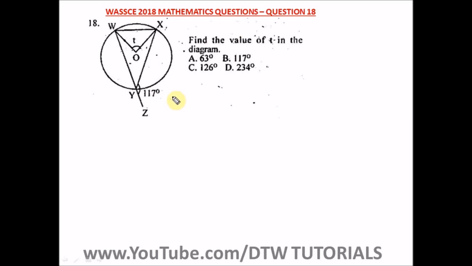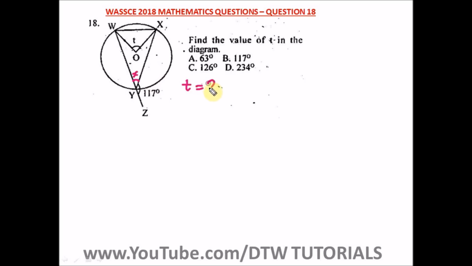Question 18 of the WASSCE 2018 Mathematics Past Question says, find the value of t in the diagram. We have to find this value of t in the diagram. So from here we have an angle subtended by an arc. And remember our circle theorem, which says an angle subtended by an arc at the center of the circle is twice that subtended at any point on the circumference. So this is a point at the circumference, so it's going to be twice this angle, and we don't know this angle. Let's say this angle is x.